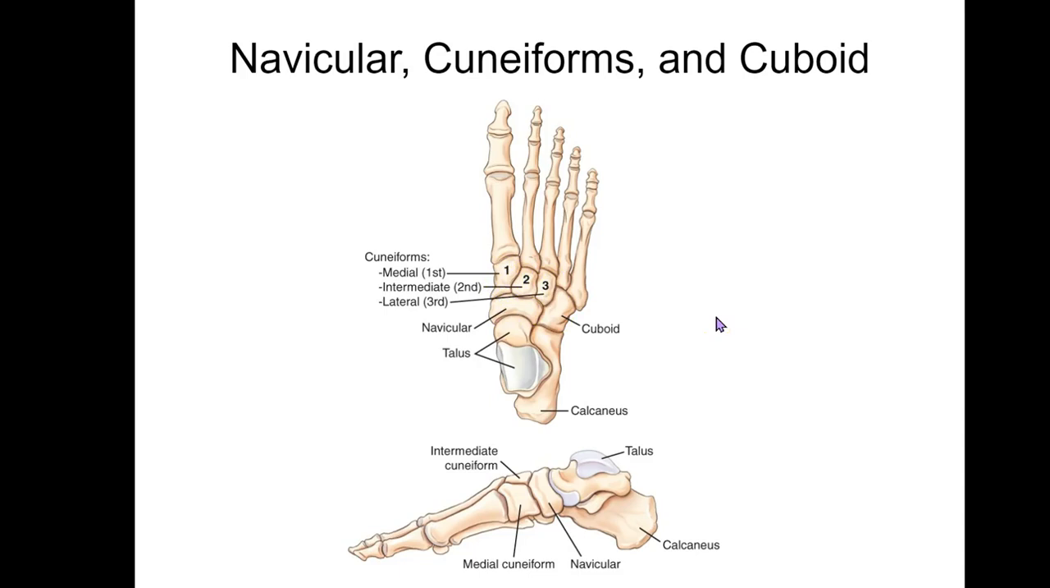All right, next, the cuneiforms. So the 3 cuneiforms, and cuneiform means wedge-shaped, that's where it got its name. The cuneiforms are located on the medial and mid aspects of the foot between the first 3 metatarsals distally and the navicular proximally. Okay, so in other words, the cuneiforms are in between the metatarsals and the navicular.